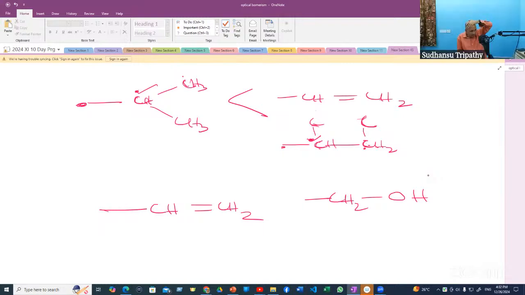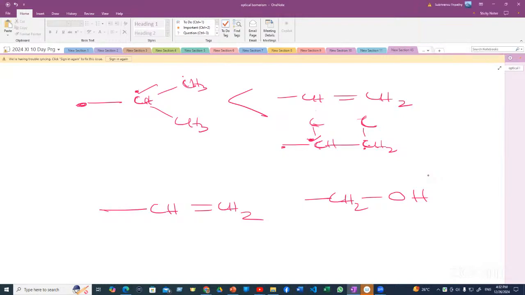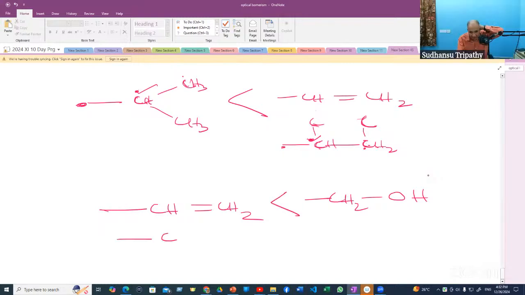What do you say, Miss Sami? Yes, sir, same. So what sign will I give? Less than or greater than? Sir, greater than. Precisely, because it doesn't matter that it has 1 carbon. This is bonded to 2 carbons. This is bonded to 2 hydrogens, no doubt.